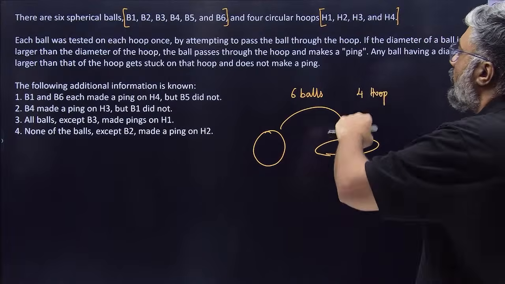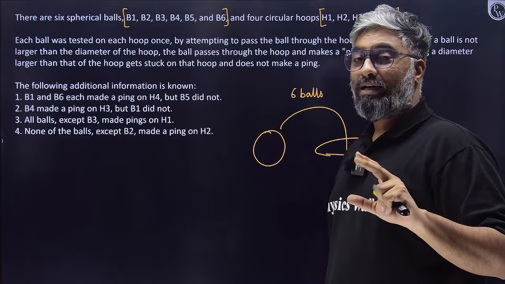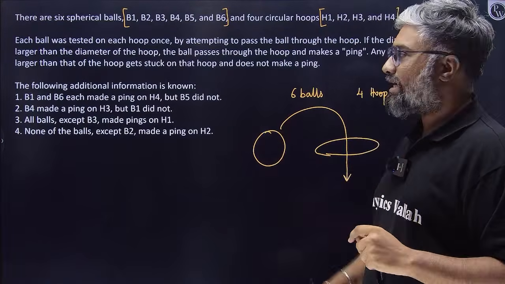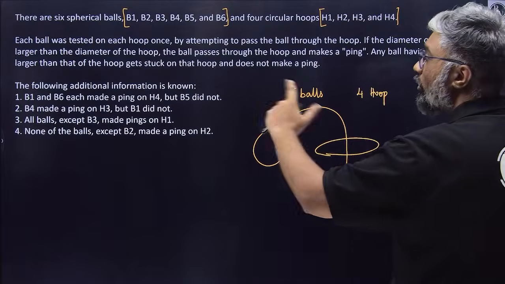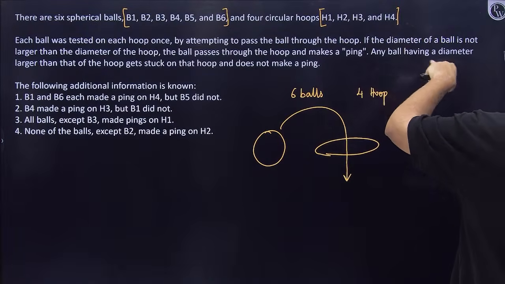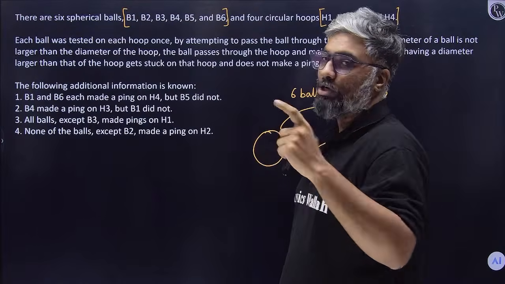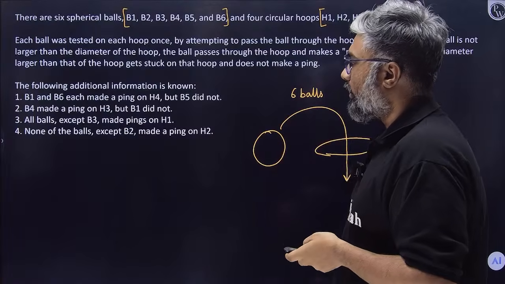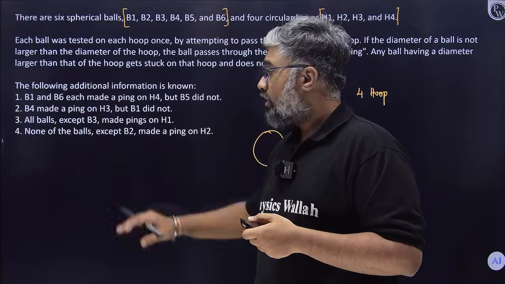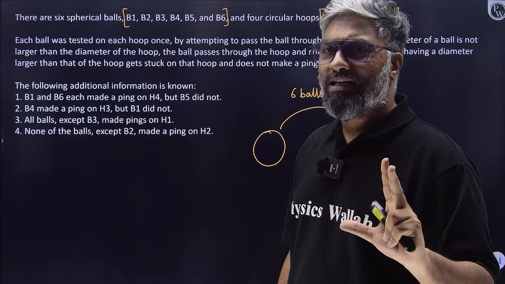This condition could be a little complicated to understand for people who read it completely as a single sentence, so break it and read it, you will understand it better. If the diameter of a ball is not larger than the diameter of the hoop, the ball passes through the hoop and makes a ping, and any ball having a diameter larger than that of the hoop gets stuck on that hoop and does not make a ping. We'll look into it a little later. Then we have just simple 4 conditions. From here, it looks like your classic cross hatching question, correct?